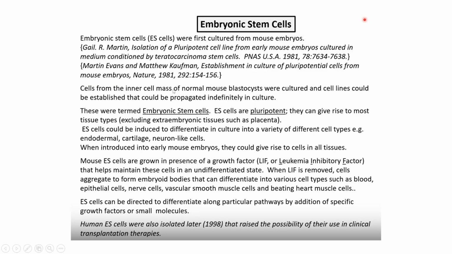Now, the embryonic stem cells. The embryonic stem cells were first cultured from mouse embryos. Embryonic stem cells are totally pluripotent stem cells, so from them many different cells and different tissue types can be produced. Embryonic stem cells are cells from the inner cell mass of the blastocyst. The blastocyst is the initial stage of cell division, when there are a number of cells in the initial stage of division.